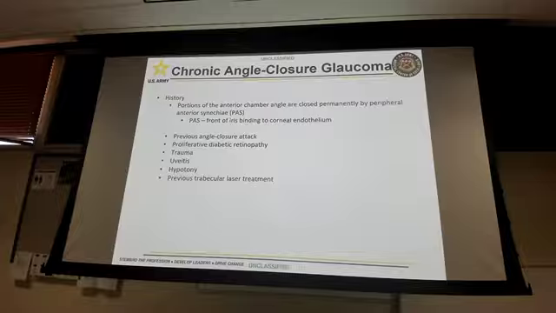Patients will have a history of angle closure attack. And then we talked about some of these conditions yesterday. Proliferative diabetic retinopathy can cause chronic angle closure glaucoma, as can trauma, uveitis, hypotony, and some sort of injury or trauma to the eye in the form of previous trabecular laser treatment.